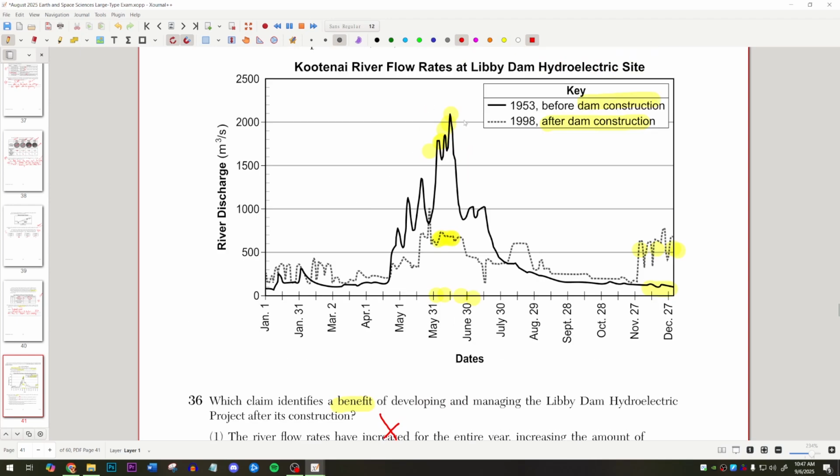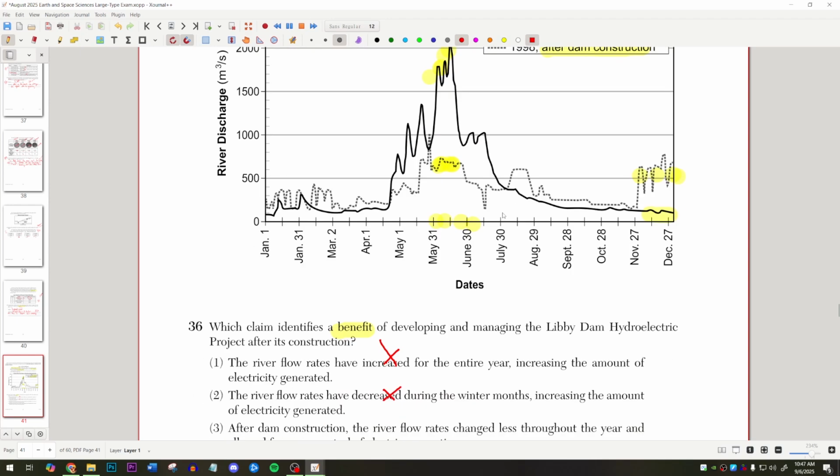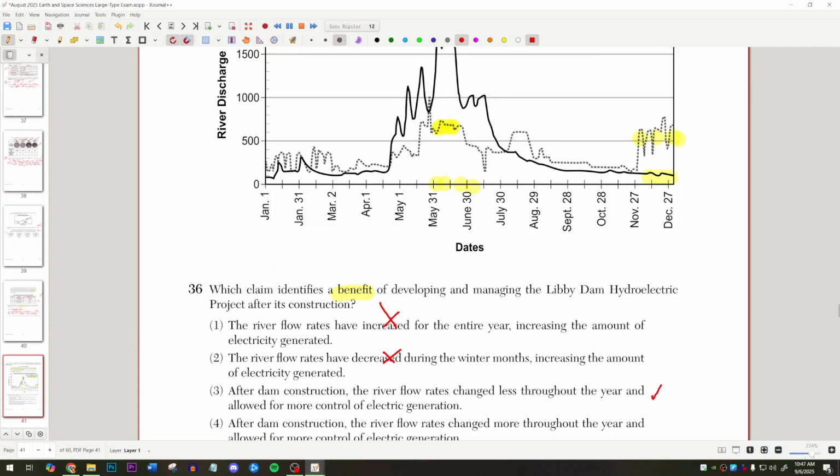This is insanely high before it was constructed. Now it's kind of like over here. So this is possible. After construction, the river rates changed more throughout the year. No. So the best answer for 36 is 3. And this was pretty easy. I would say this is a 4.